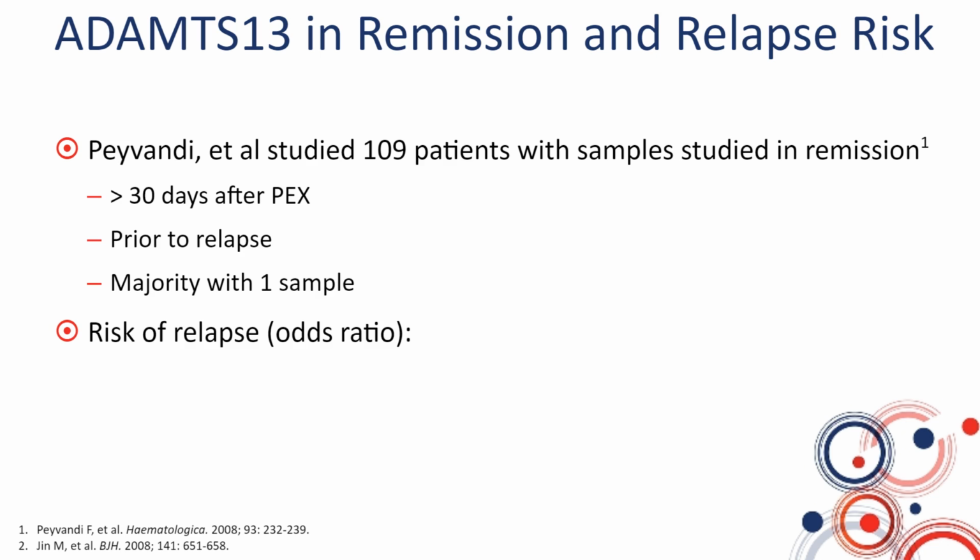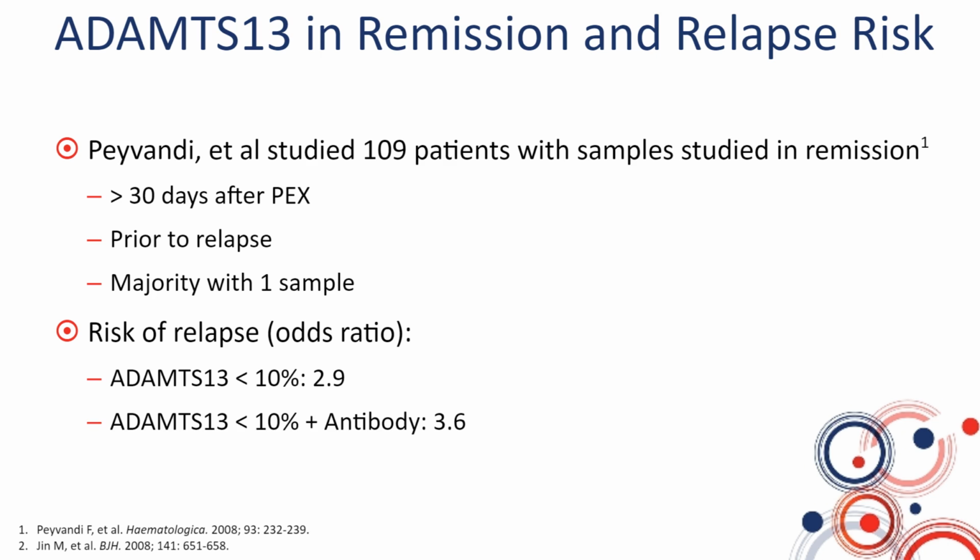What they found was the ADAMTS13 activity, when less than 10% in remission, had a 2.9 fold increased risk of relapse compared to when it was above 10%. And when a positive antibody test was found with the severely deficient ADAMTS13 activity, the risk increased to 3.6 fold.